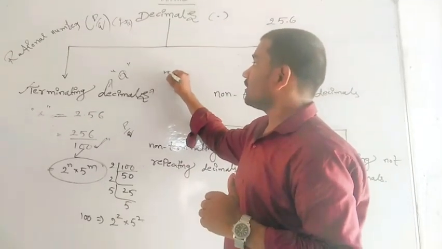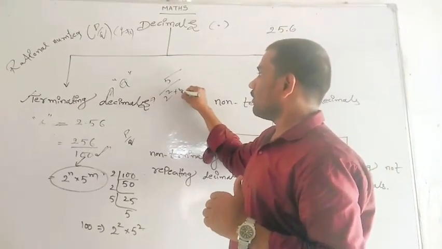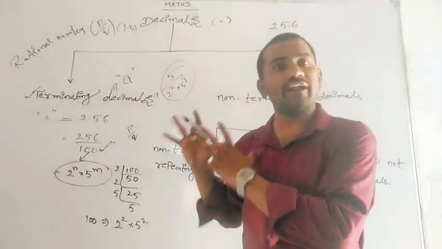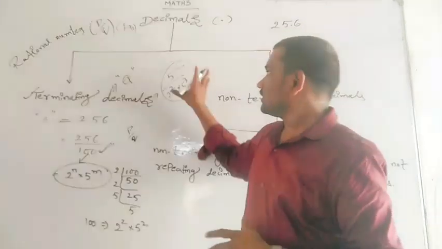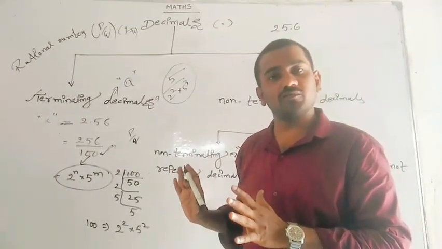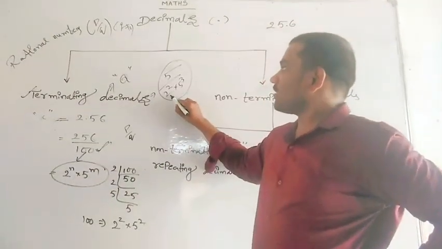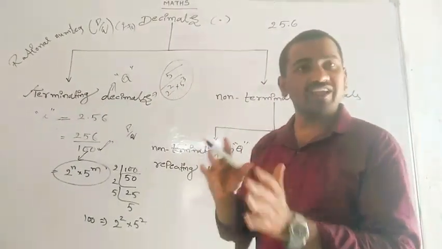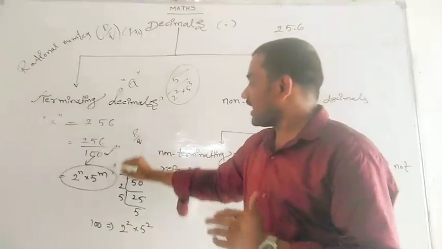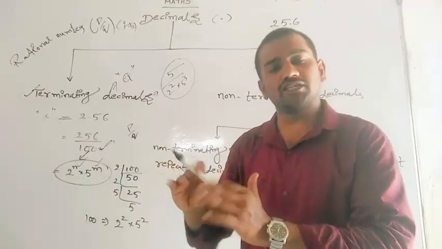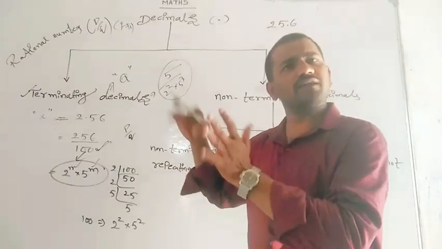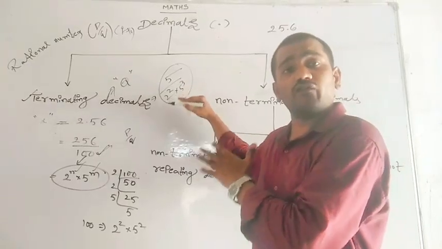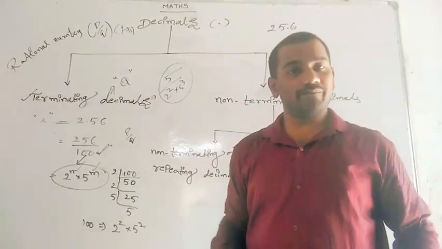Suppose 5 by 2 square into 5 to the power of 3. Is it a terminating or non-terminating decimal number? Without dividing, we have to tell. Simply we can say, now it is in the form of 2 to the power of n into 5 to the power of m. It is not mandatory that the powers should be equal. Here n and m are non-negative integers, whatever they are, 2 or 3, 4 or 5, 6 or 7. So it is a terminating decimal number.